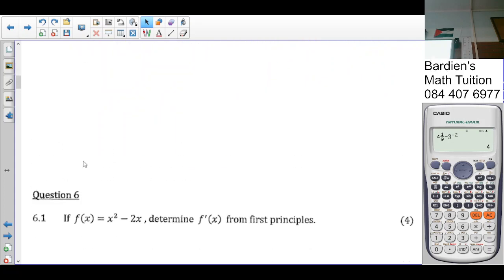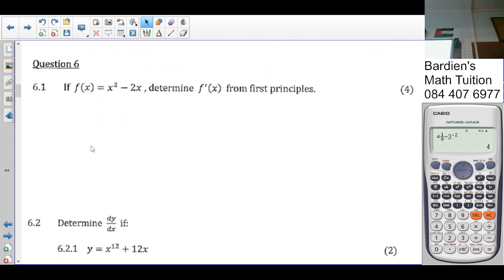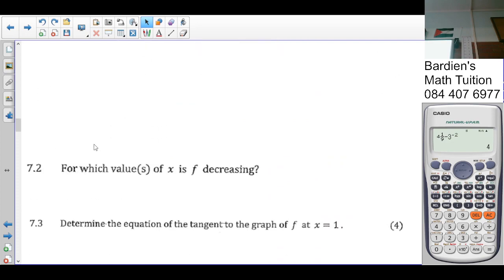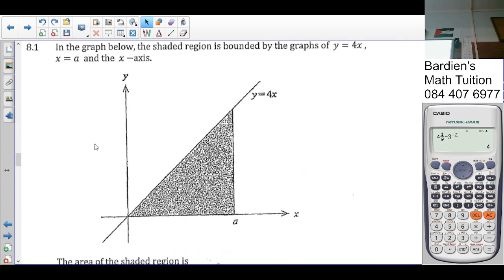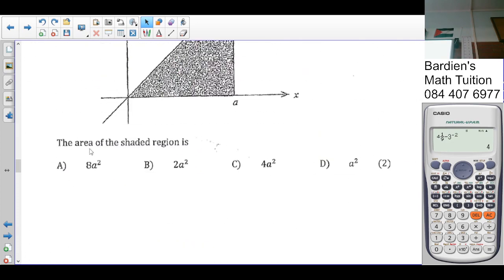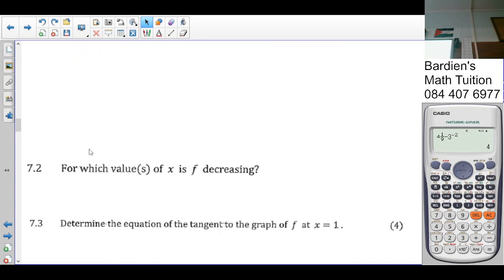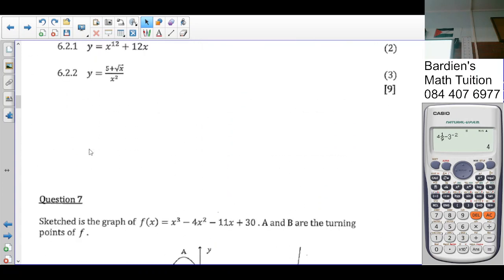What do we have left? We have question 6 left. Your calculus graph, and the bonus question. Okay, so tomorrow's lesson, we're going to go through this paper 1. Probably we'll start with paper 2 as well.